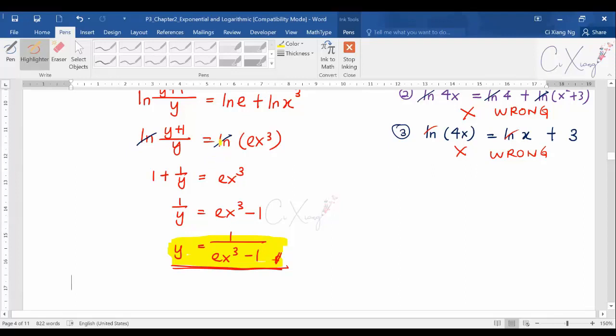Okay, so I will stop here for this video, and for the next video we are going to discuss how to sketch the graph for the log function and also for the exponential function.